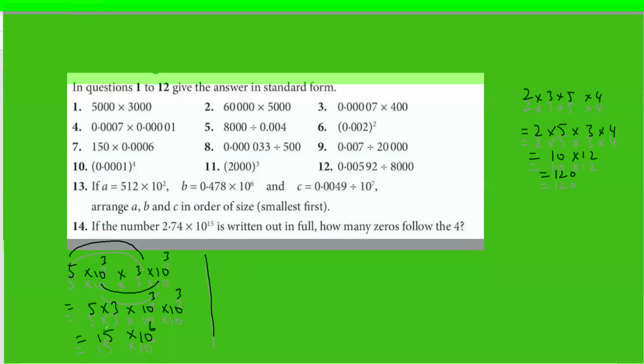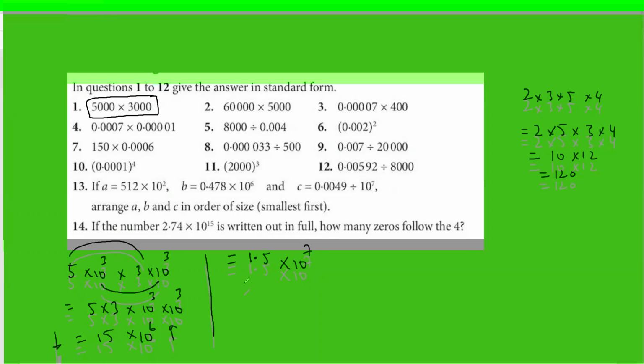Now is this 15 into 10 raised to power 6 written in the standard form? No, this is not. This should not be 15; this has to be 1.5. If this number goes down, the power will go up. So this has to be 1.5 times 10 raised to power 7. That is the answer to this question, where you were to multiply 5,000 times 3,000.